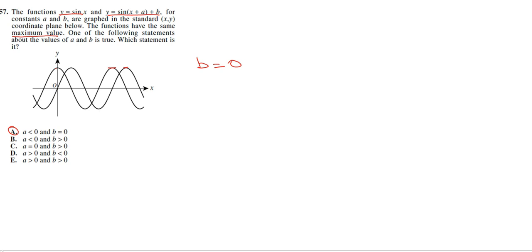One of the following statements about the values of a and b is true. Which statement is it? So we read the statement here that says both functions have the same maximum value, which tells us that b is equal to 0. If you're in a test, the best thing to do once you get to that point, because you can only see that one option satisfies your answer, you can move to the next question. If you want to verify the other part of the question, you can do that, but my suggestion is that you can only see that only one answer has b equal to 0, so we'll move on to the next question.